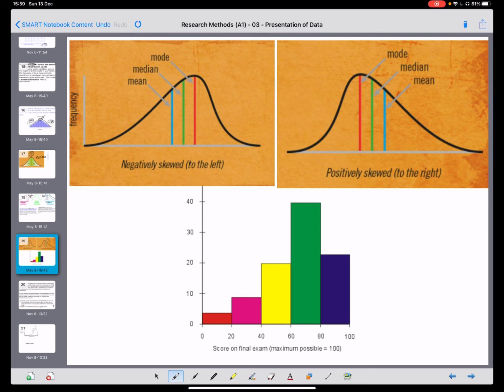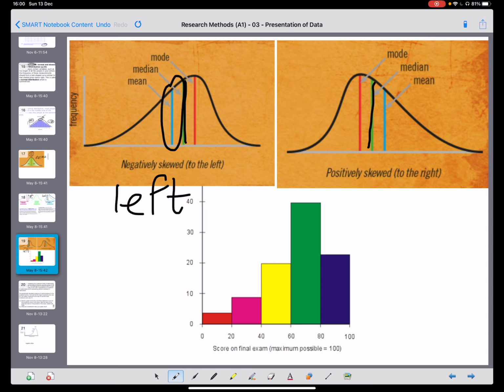Well, let's look at this one here. We should know that the green line is always in the middle. Now, think about this. Why is it always in the middle? Go back to your definition of median. The median is the middle value, so it should always be in the middle. So what then is on the left-hand side? For example, if we look at this first one, we see that the mean is on the left-hand side.